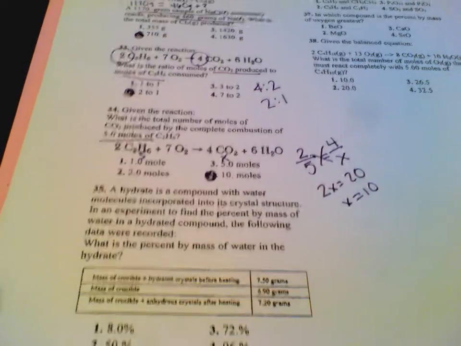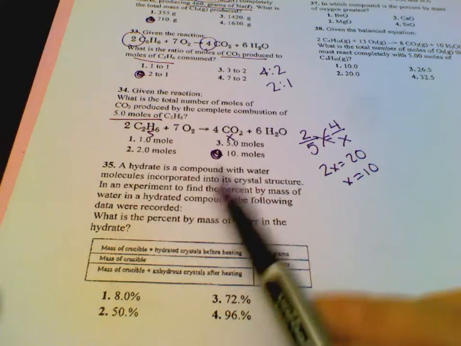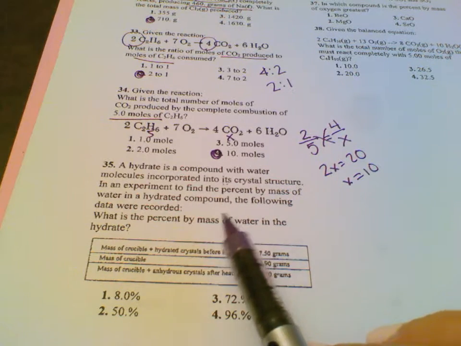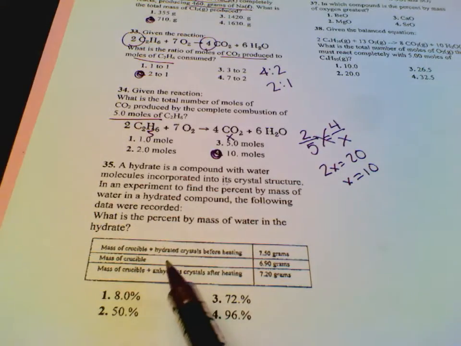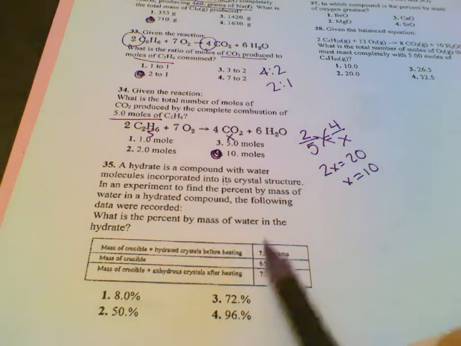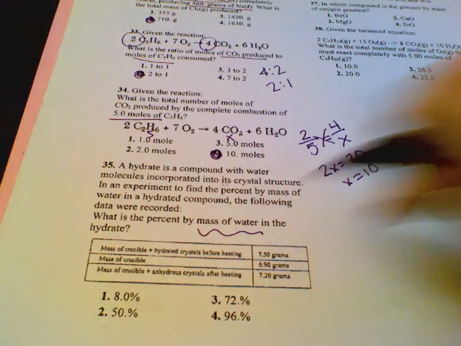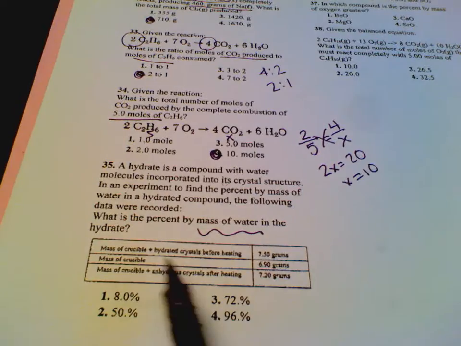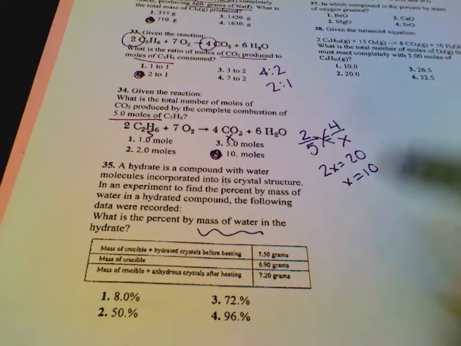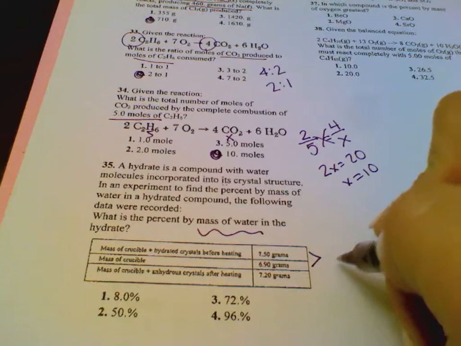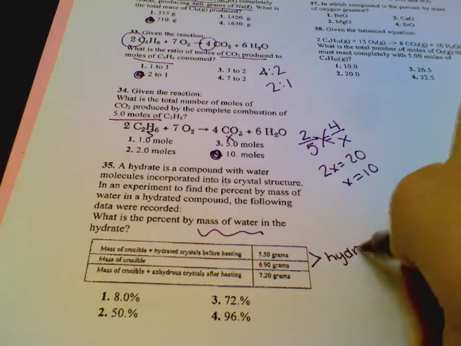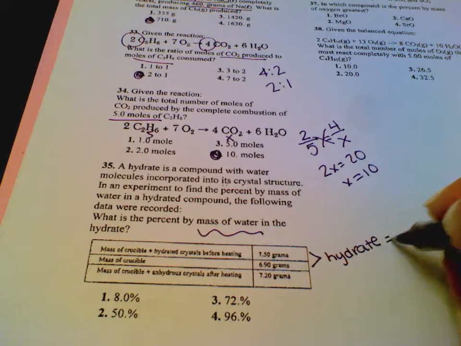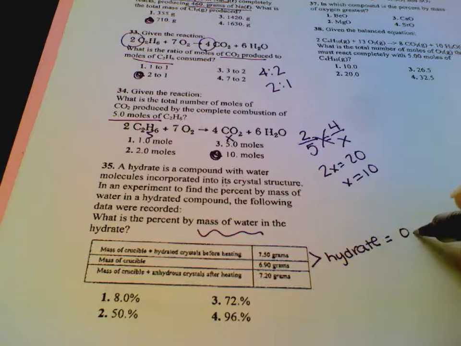35. A hydrate is a compound with water molecules incorporated in its crystal structure. An experiment to find the percent by mass water in a hydrated compound. The following data was recorded. What is the percent by mass water in the hydrate? Okay, so I want water in my hydrate. My crucible and my hydrate was 7.50. But just my crucible was 6.9. So if I take these, I'm going to get just my hydrate. So my hydrate mass was really 7.50 minus 6.9. So I'm going to get 0.6.